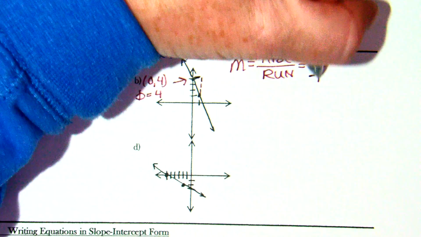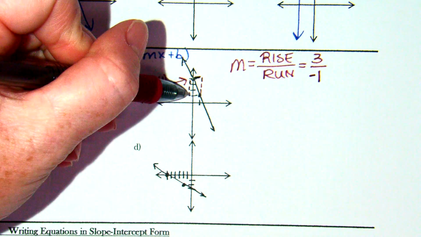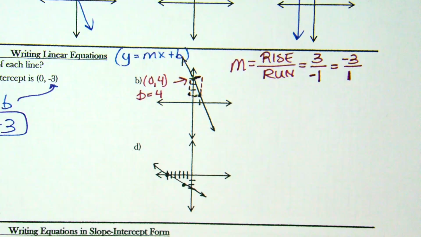Okay, because what was the other option? We could have started at the top dot and rise how far? Down 3, which is negative 3. And if you go down 3, then you have to go over right 1. Either way you go, they simplify to be the same, and that's the point there. What is 3 divided by negative 1 or negative 3 divided by 1? Negative 3.